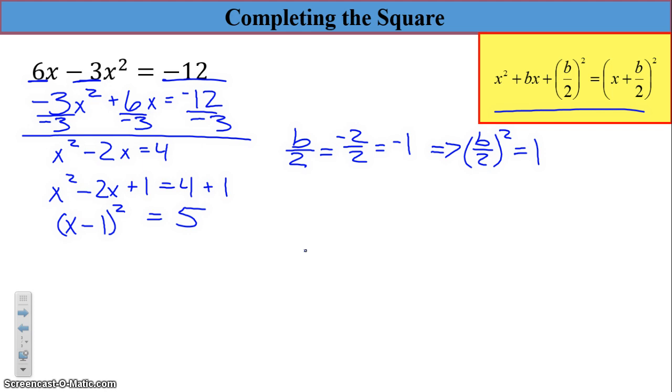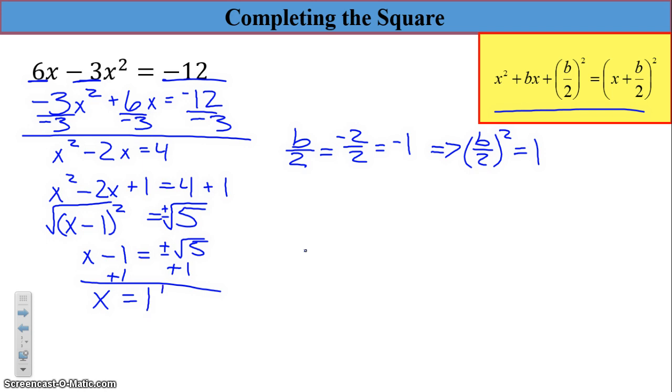Now I want to get rid of that squared, so I'm going to square root both sides. And I got to make sure to write that plus or minus with that square root of 5. So we're left with x minus 1 equals plus or minus square root of 5. I'm going to bring that 1 to the other side by adding it to both sides. And that leaves us with x equals 1 plus or minus the square root of 5. And that is as simple as that answer will get, so that is your final answer.